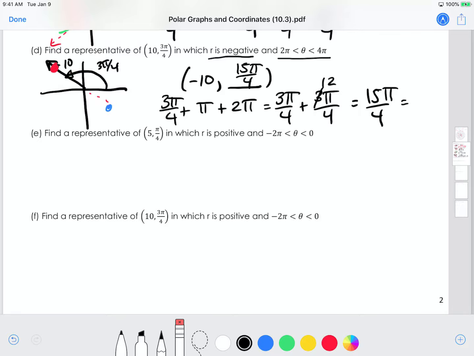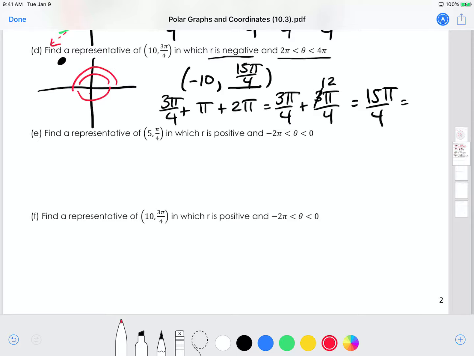So if we start over and verify this, remember we want to land here. I'm going to open up 3 pi and then another 3/4 pi. So here's 1 pi, 2 pi, 3 pi, and then another 3/4 pi. So I swing open here, but now I come out to -10, which would be in this direction. So it works. I'm landing in the same spot I would land if I plotted the point 10 and 3 pi over 4.